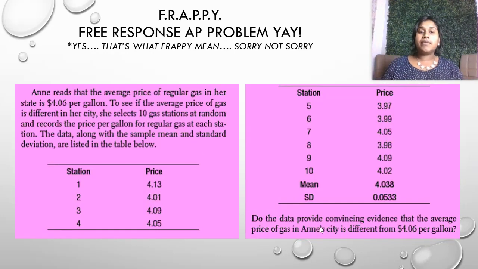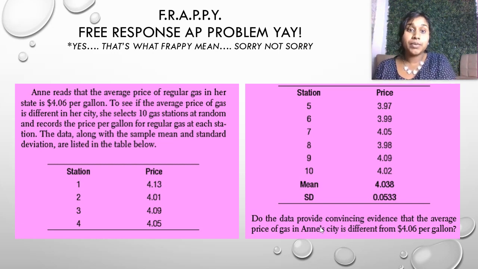Anne reads that the average price of regular gas in her state is $4.06 per gallon. To see if the average price of gas is different in her city, she selects 10 gas stations at random and records the price per gallon for regular gas at each station. The data, along with the sample mean and standard deviation, are listed in the table below. Do the data provide convincing evidence that the average price of gas in Ann City is different from $4.06 per gallon?